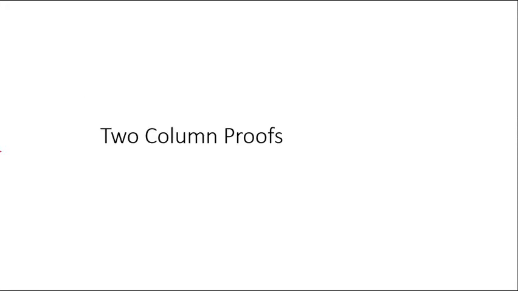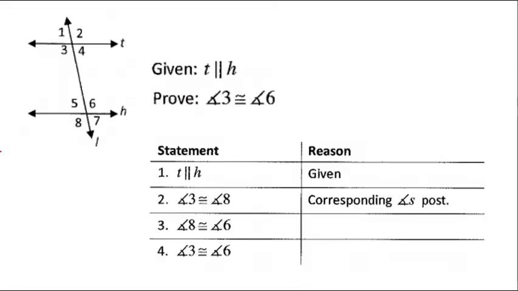Okay, so now we're going to get into the last part of the notes, our 2-column proofs. And again, we're going to be proving a statement using parallel lines. Okay, so here they give you a diagram. So they give you 2 lines, lines T and H, and then line L over here, which is the transversal, and the 8 angles that are formed.